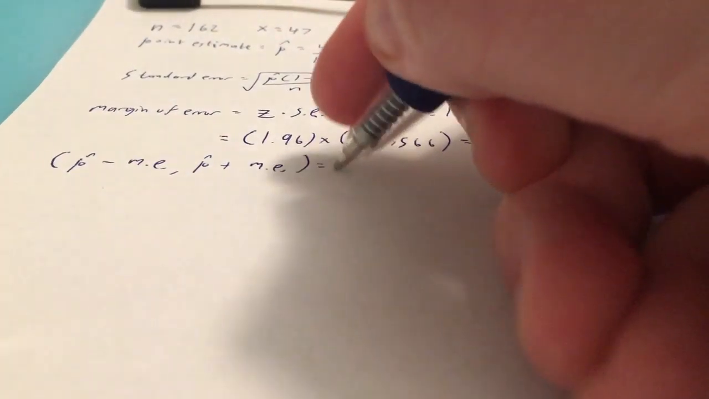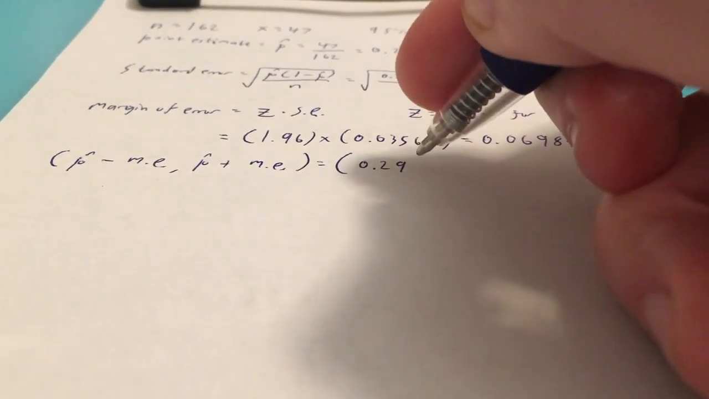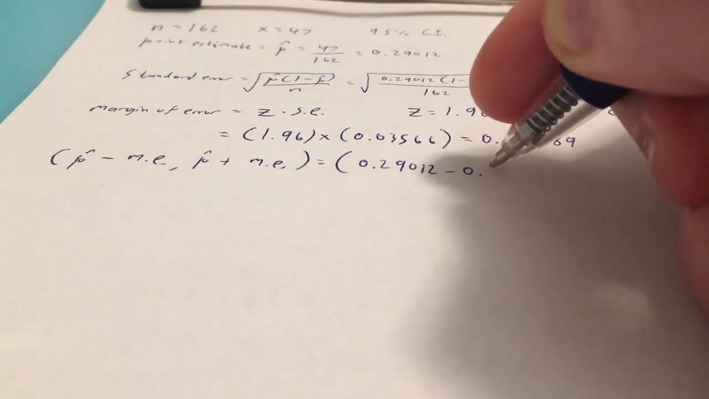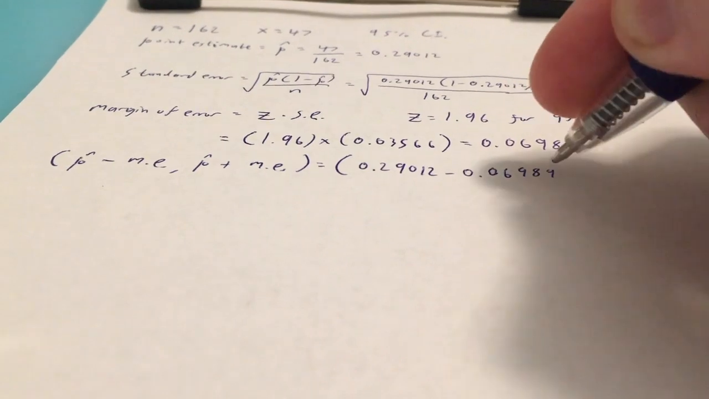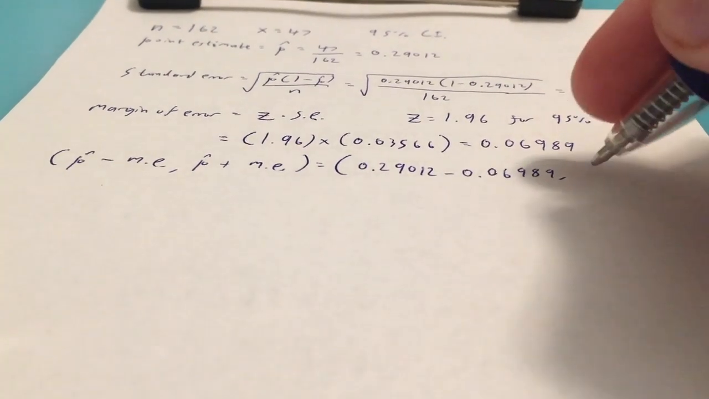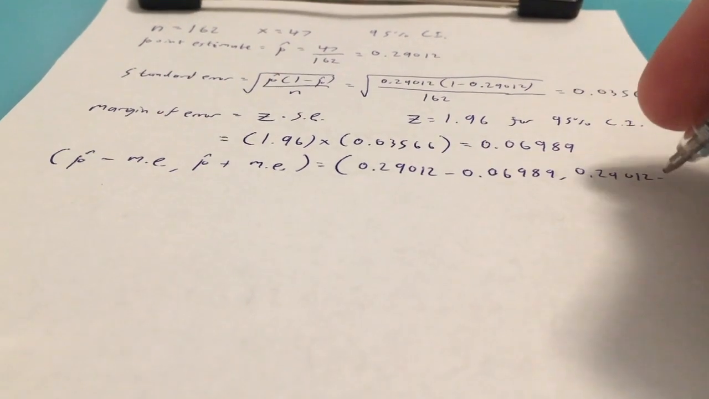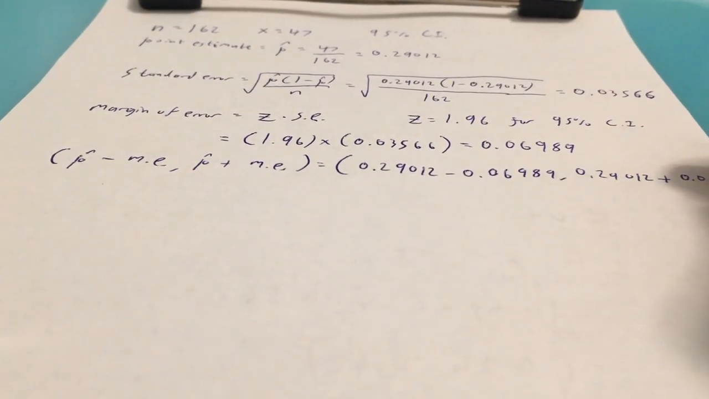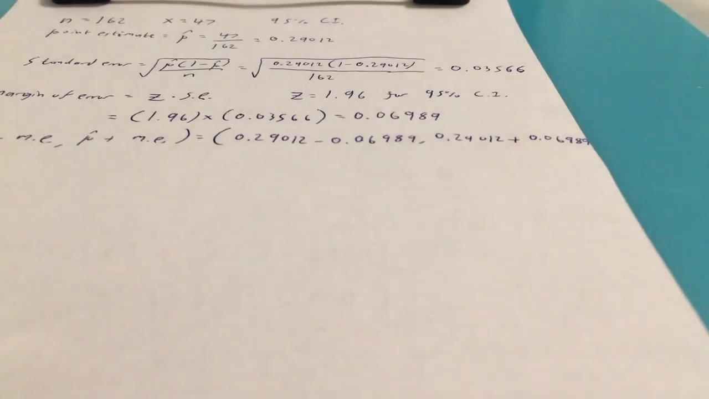And so using our numbers here, that's going to be the 0.29 number plus and minus the margin of error that we just found, which was the z-score times the standard error. So that's the minus, and then the same thing but plus. Yay, I got it all on one line before I ran out of paper there.